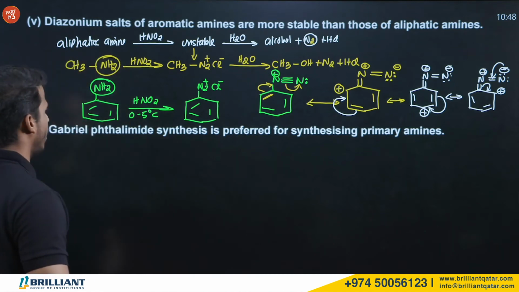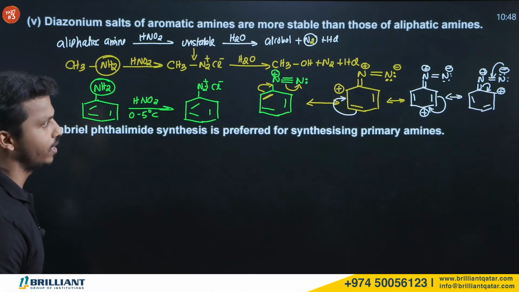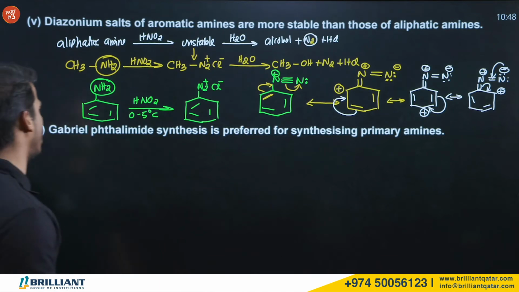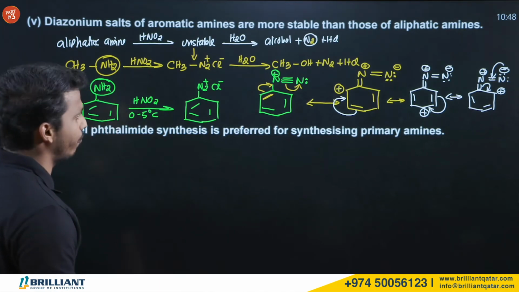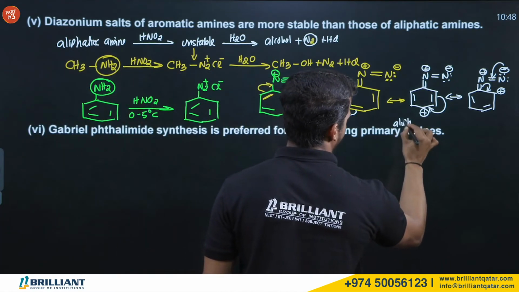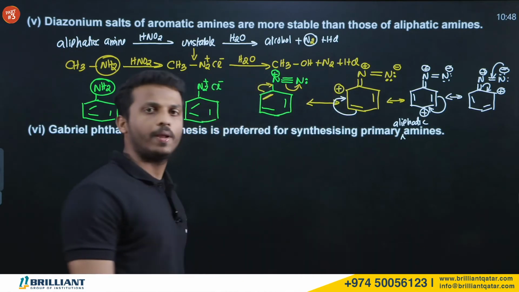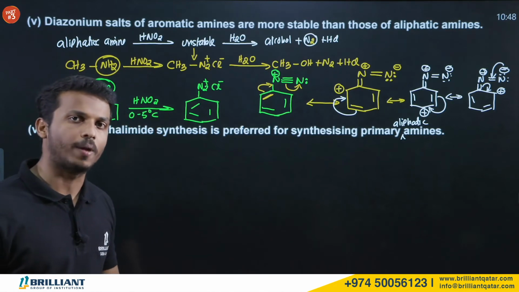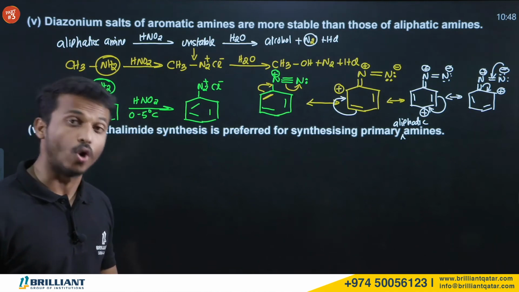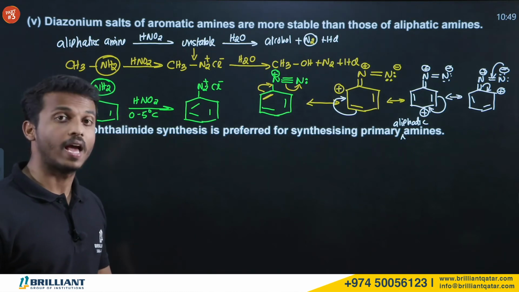Okay. Next one, a very important question. Gabriel phthalimide synthesis is preferred for synthesizing primary amines. Yeah, primary amines. The specific question, let me tell you: Gabriel phthalimide synthesis is preferred for synthesizing primary aliphatic amine. That is the most expected question for your exam. Why is Gabriel phthalimide synthesis only used to prepare primary aliphatic amine? Or they will ask you, why is Gabriel phthalimide synthesis not used to prepare primary aromatic amine? Why can't we prepare primary aromatic amine?